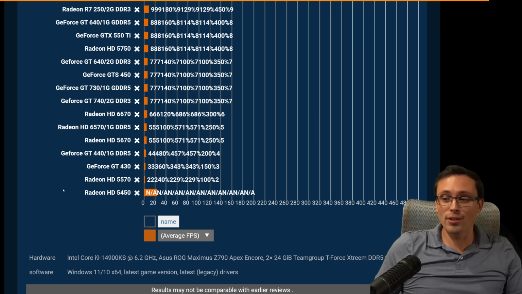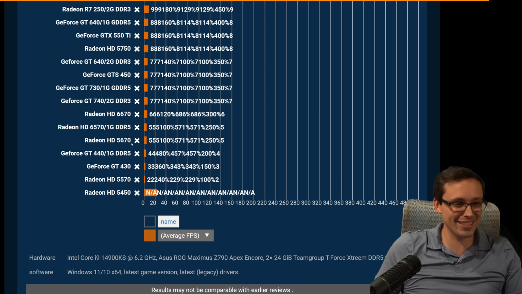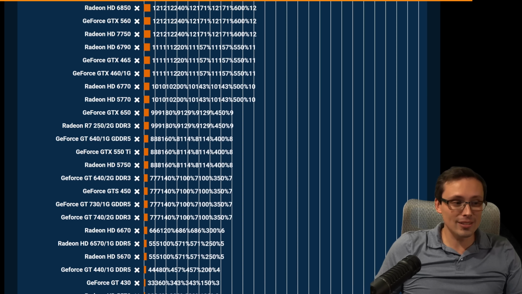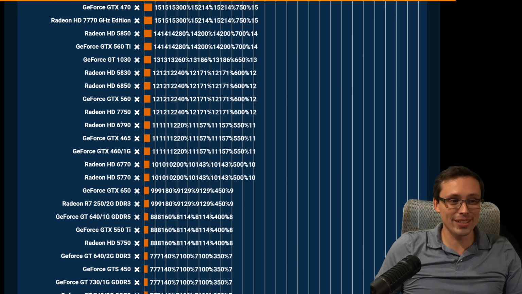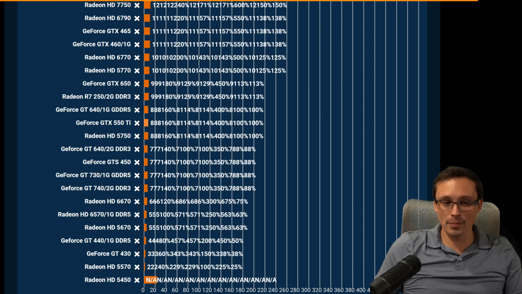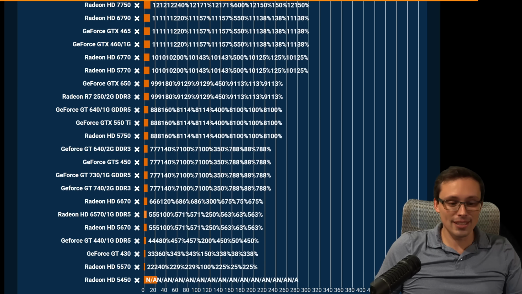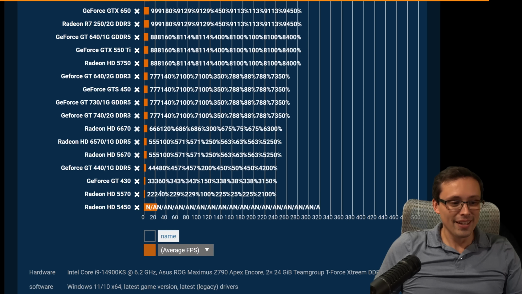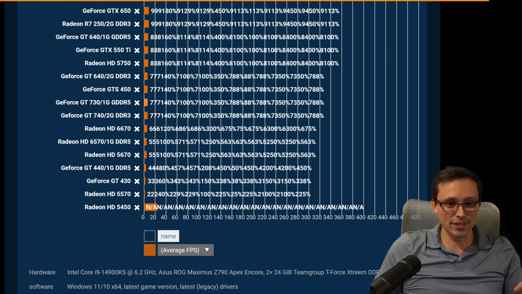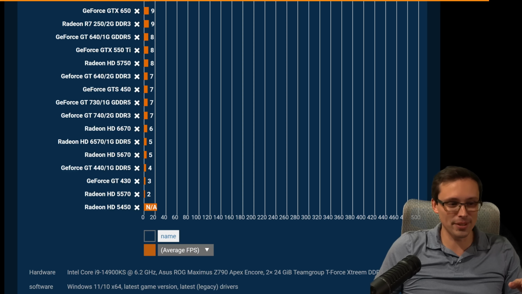But check this out. They're going all the way back to cards like the Radeon HD 5450, the GeForce GT 430, Radeon HD 5670. We got some old stuff back here. GTX 550 Ti. All sorts of really ancient hardware here. And you can mouse over any of these and set it to a 100% baseline and see how other stuff compares. So if we set, let me actually refresh this because apparently I've been mousing over this so much, it keeps adding in additional percentage scaling.